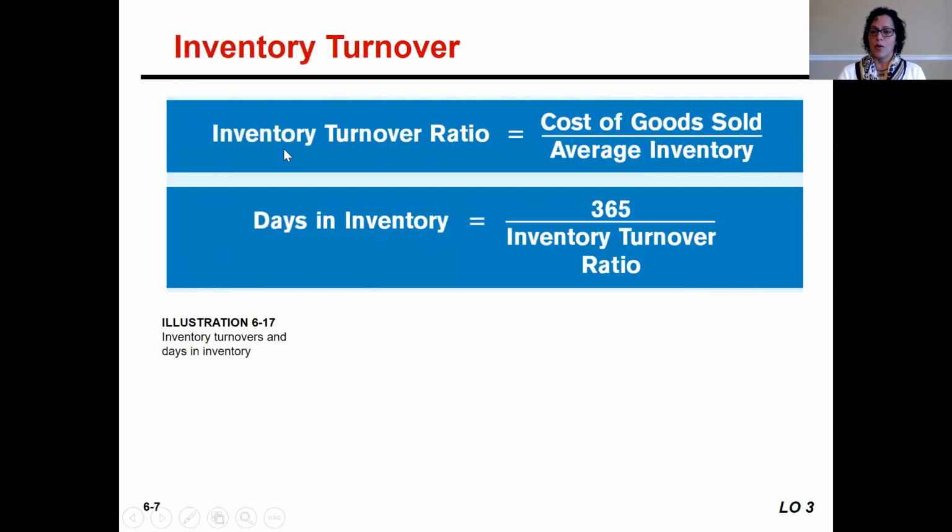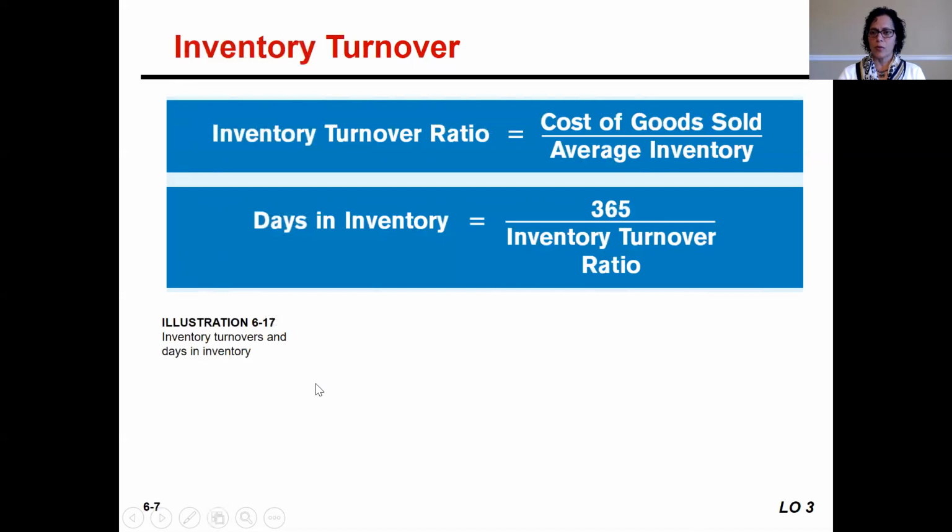Now for inventory, do I want a high turnover or a low turnover? Obviously high, because I want the inventory to leave me. Unlike labor, I want it to sell. I take that number and then I come to the next one, which is days in inventory. 365 is the number of days in the year divided by inventory turnover.